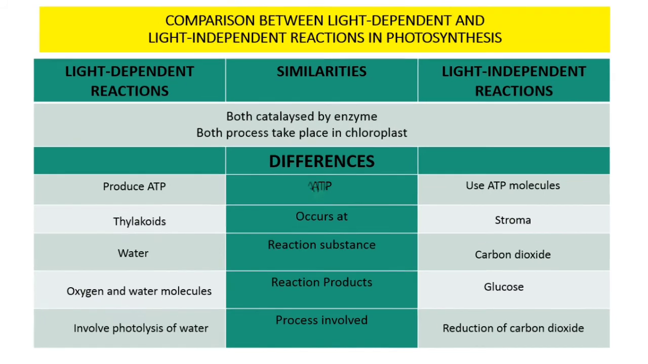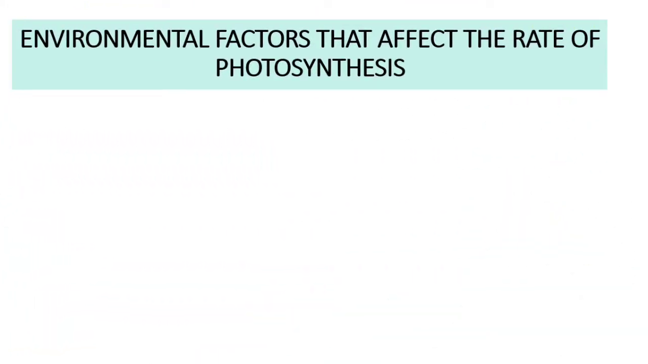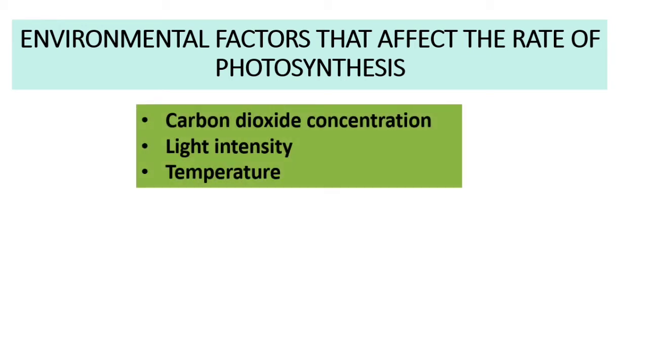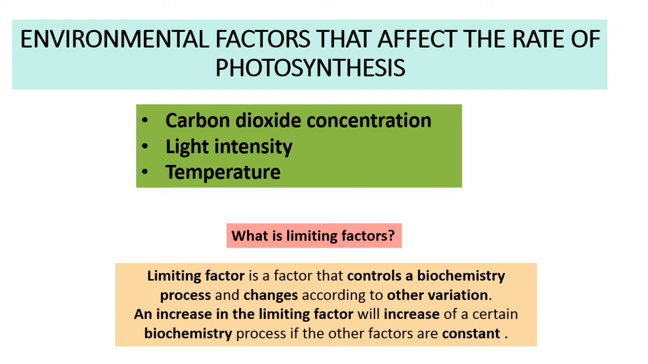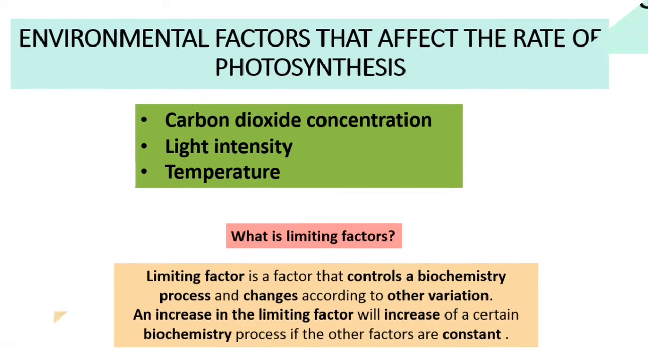Next. What are the environmental factors that affect the rate of photosynthesis? There are three factors. First, carbon dioxide concentration, light intensity, and temperature. Before we learn about the factors, we have to know what a limiting factor is. A limiting factor is a factor that controls a biochemistry process and changes according to its variation. An increase in a limiting factor will increase a certain biochemistry process if the other factors are constant. So let's discuss the factors.